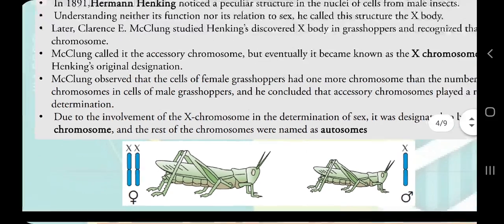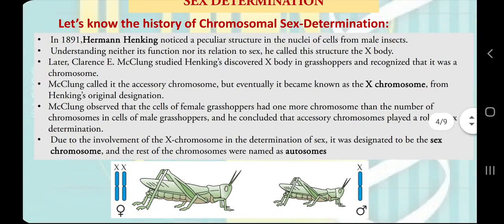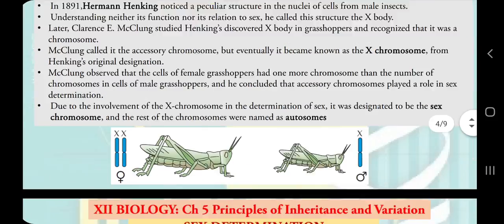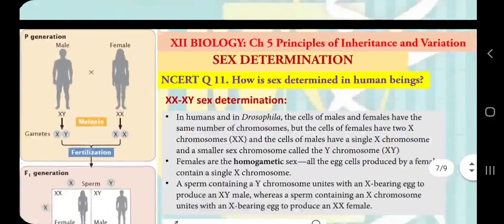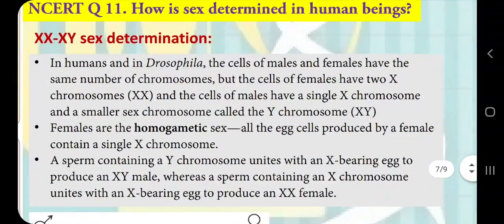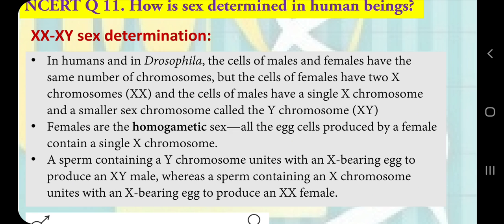because in the XX-XO mechanism the female and male have different numbers of chromosomes. The male was having one less chromosome. So in the case of XX and XY sex determination, the cells of males and females have the same number of chromosomes, but the cells of females have two X chromosomes and the cells of males have a single X chromosome and a smaller sex chromosome which is called the Y chromosome. So the Y chromosome is smaller than X.